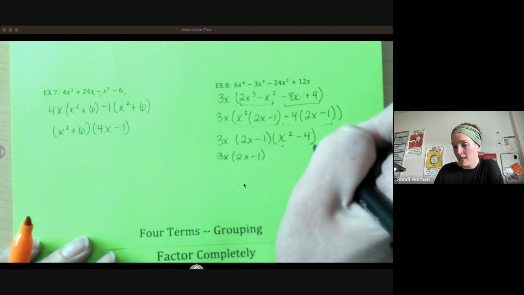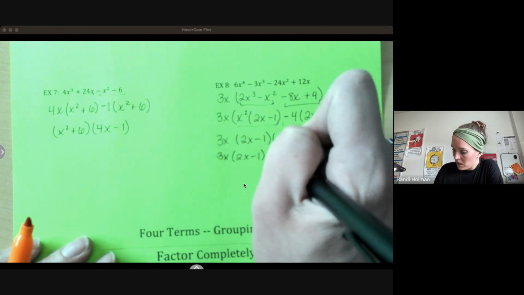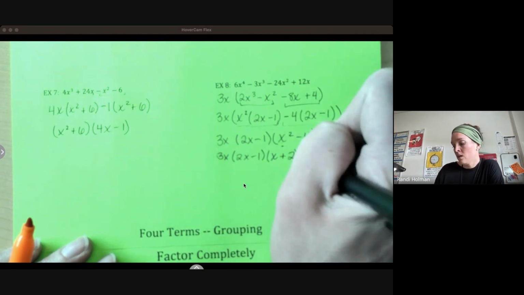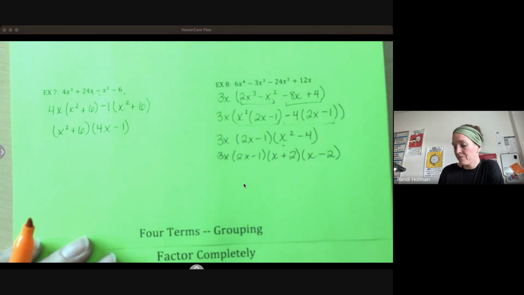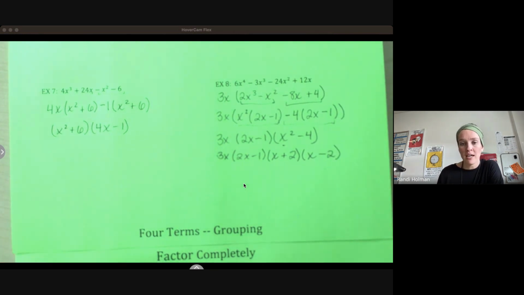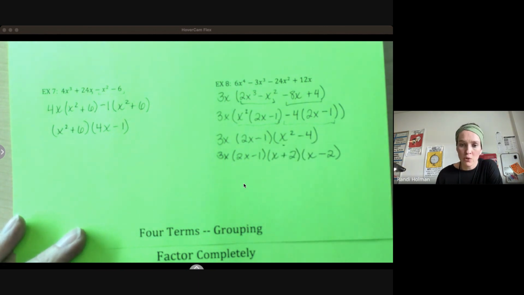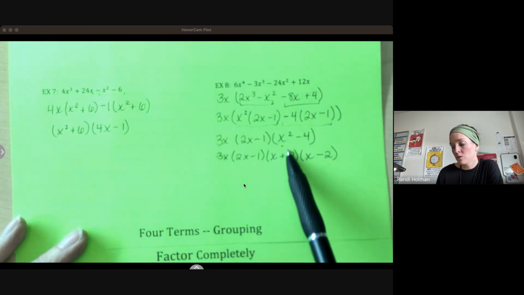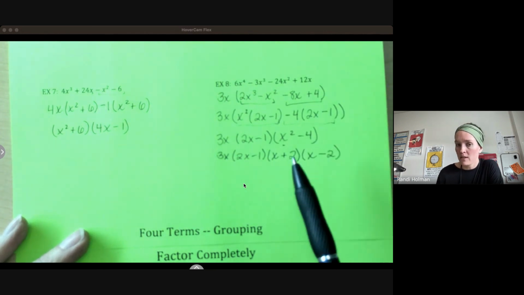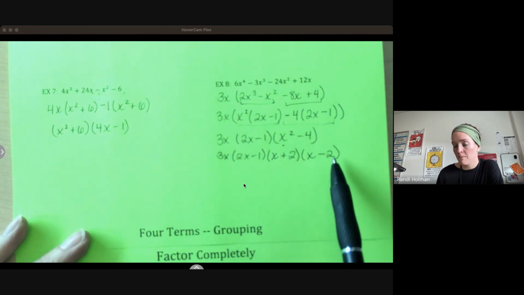X squared minus 4 factors to, what did I square to get x? Plus, what did I square to get 4? Times, what did I square to get x? Minus, what did I square to get 4? So make sure you are always checking, can I factor further? With a binomial, you only have two options. You're either looking at greatest common factor, which hopefully you've already taken care of way back at the beginning, or this difference of squares, which factors to what did you square to get the first thing, plus what did you square to get the second thing, what did you square to get the first thing, minus what did you square to get the second thing.